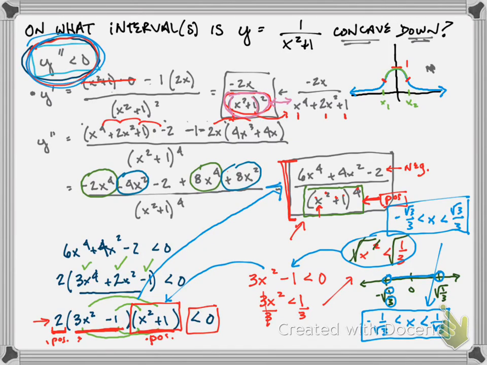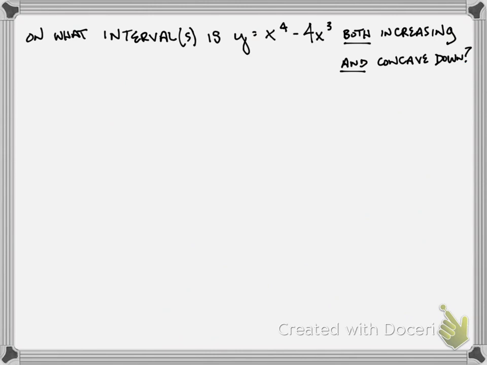So I should say, to finish this problem, we now know the inputs that we were looking for from the start. x2 would be positive 1 over the square root of 3, and x1 would be negative 1 over the square root of 3. We could also say that this function y is equal to 1 over x squared plus 1 is concave up when x is greater than 1 over root 3, union when x is less than negative 1 over root 3. Our next problem is also going to take a bit of time.